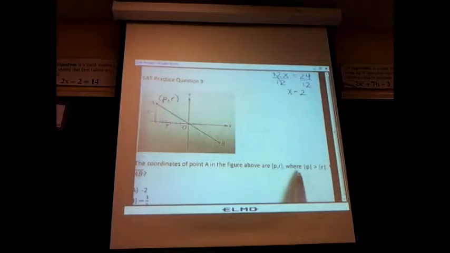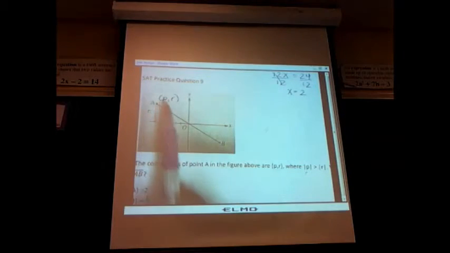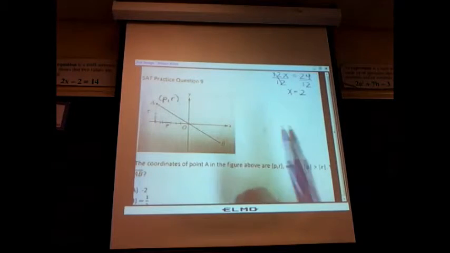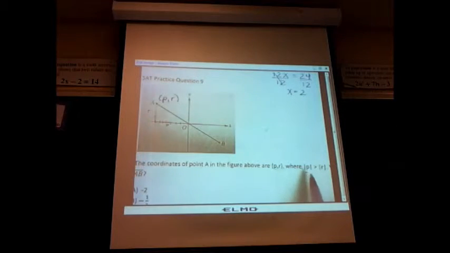They gave me some more information. They said the absolute value of P is greater than R. Obviously, in this diagram, P is going to be a negative number because I'm going left on my x-axis. So P is going to be a negative number, like -5, -10. So if I take the absolute value of that, meaning that it has to be positive, that number for P has to be bigger than the number for R.